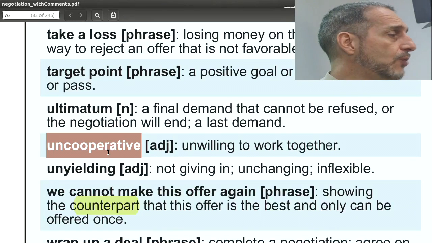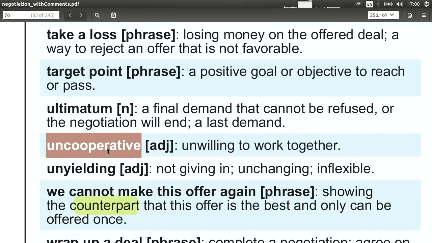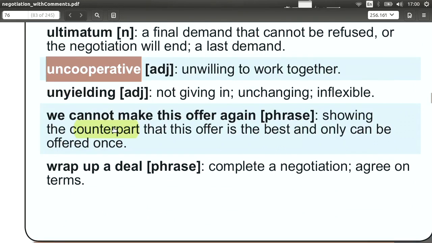Uncooperative. Uncooperative meaning does not cooperate well, right? Does not want to work together, does not want to cooperate. So you can use this in your negotiation. How can you use this? You can tell the other side, you are being uncooperative. You can come out and say that.